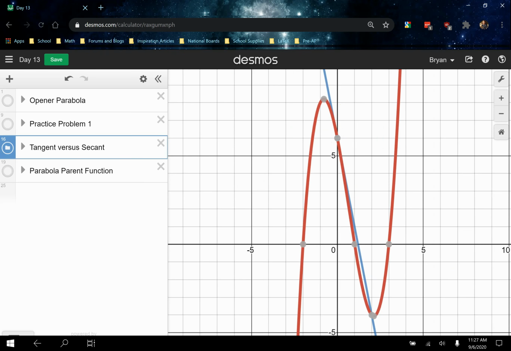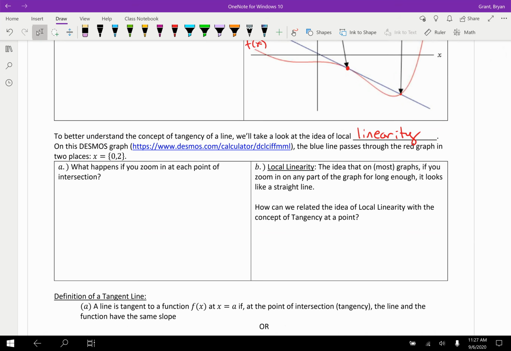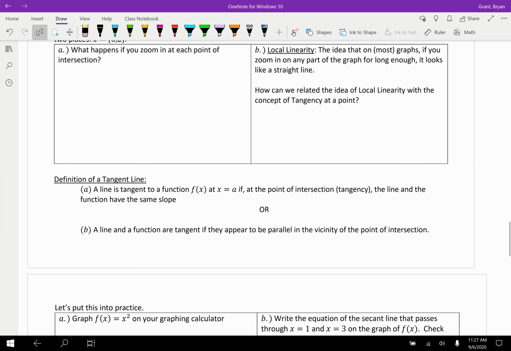Okay, so let's keep that in mind and jump back and see if we can do a better job explaining points of tangency. Right? So there are actually two ways to think about it. Okay. Part B is the one we just discussed. A line and a function, which could be a line but generally is some sort of curve that's not a line, are tangent if they appear to be parallel in the vicinity, in the neighborhood of the point of intersection.